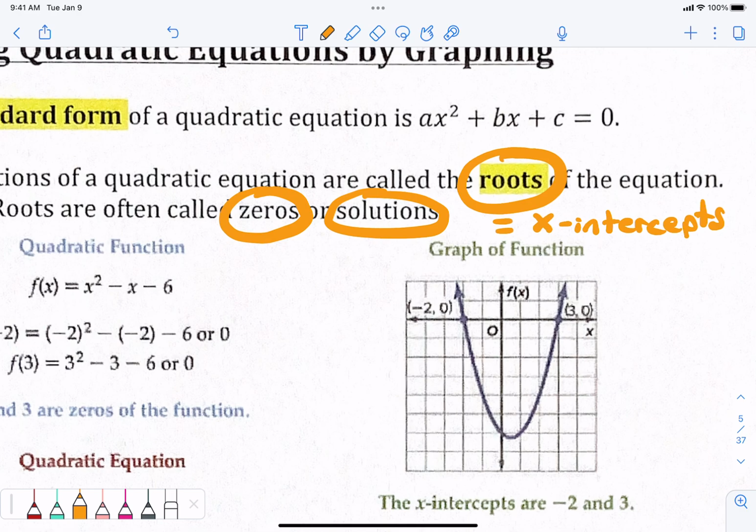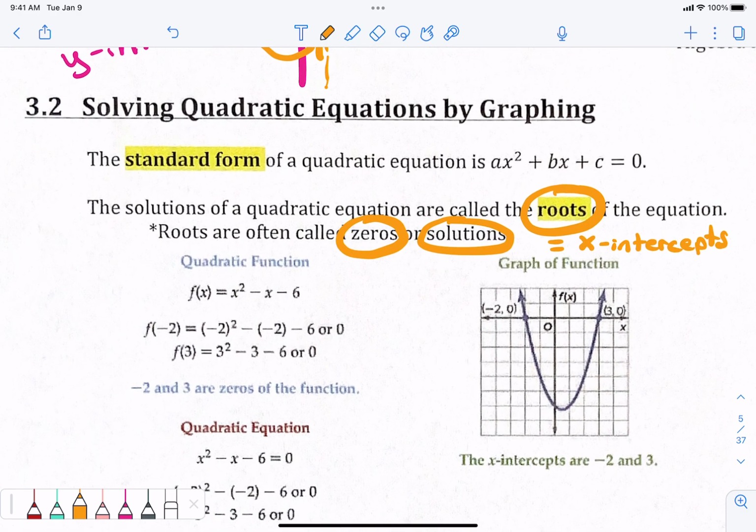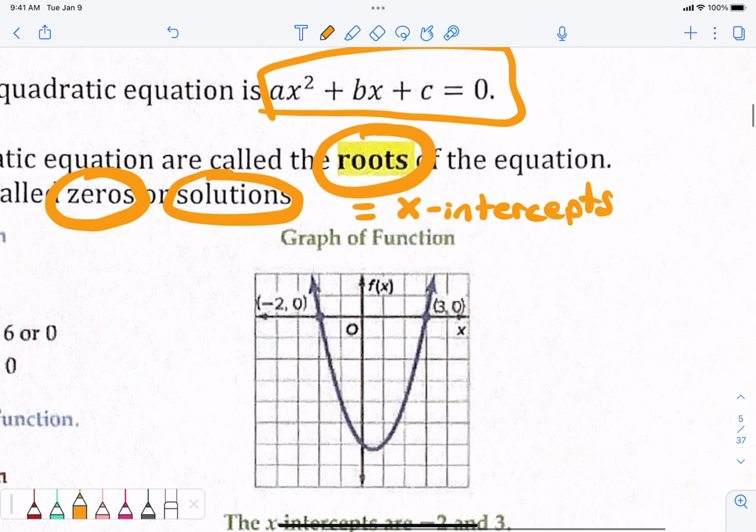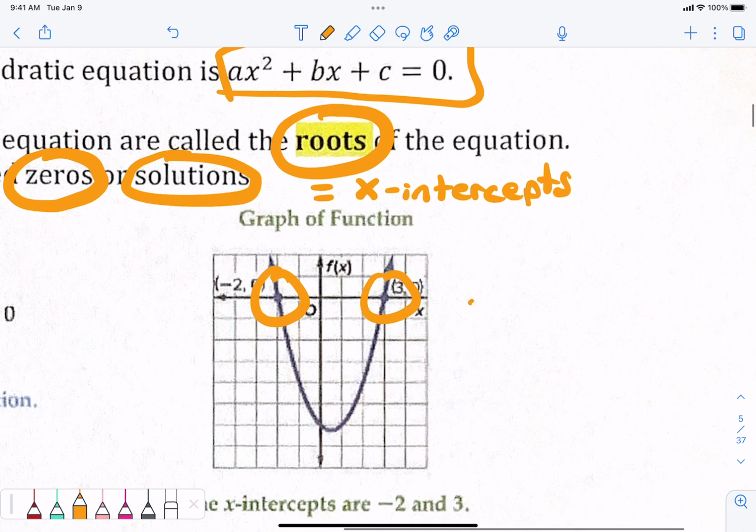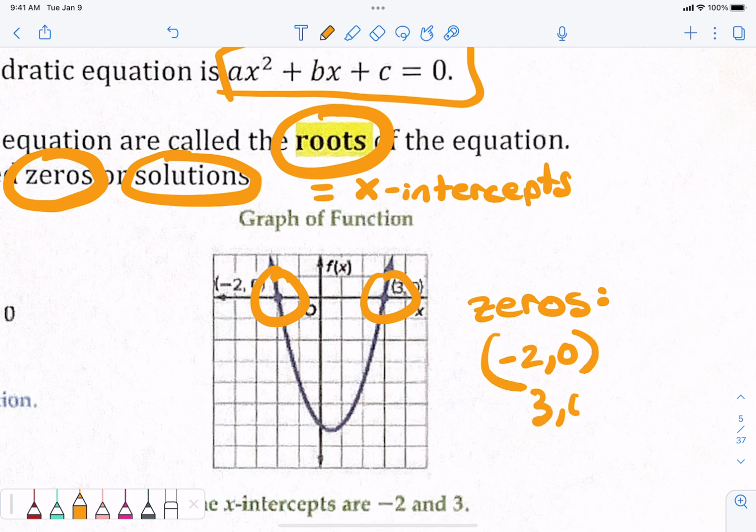Standard form of an equation is still ax squared plus bx plus c, so you're still getting a, b, c from there. We're still going to find the vertex in some of these problems, but we're looking more specifically at locating where it crosses, here and here. For this function, our zeros are at 3 and negative 2. So we're going to say (negative 2, 0) and (3, 0). Those are my zeros. Those are where it crosses.